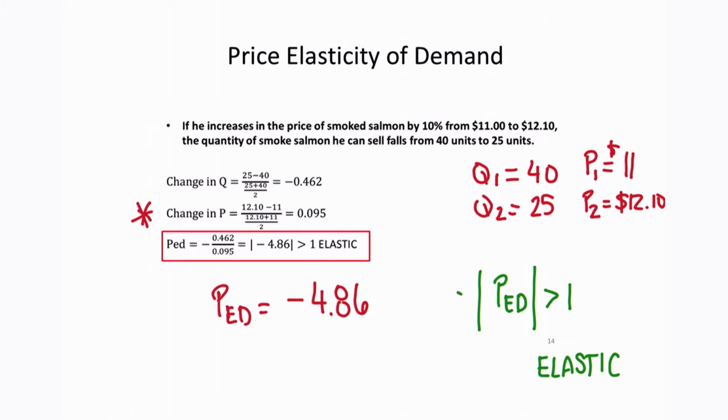On the other hand, if the absolute value of the price elasticity of demand is less than 1, then it is inelastic. And that is telling us that the change in quantity demanded will be small relative to the change in the price. So the good is relatively unresponsive to a change in the price.